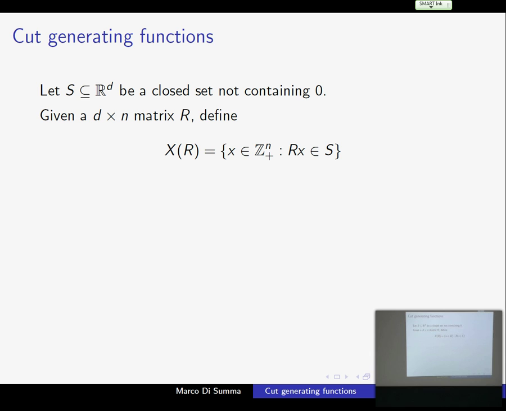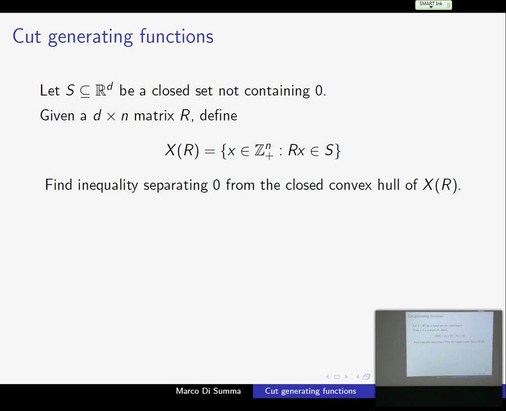And now what you want to do is to find an inequality which separates the origin from the closed convex hull of this set. You can prove that the origin doesn't belong to the closed convex hull of this set. So there must be a linear inequality which separates the origin from that set. And you want to find such an inequality, as I said, in some automatic way.